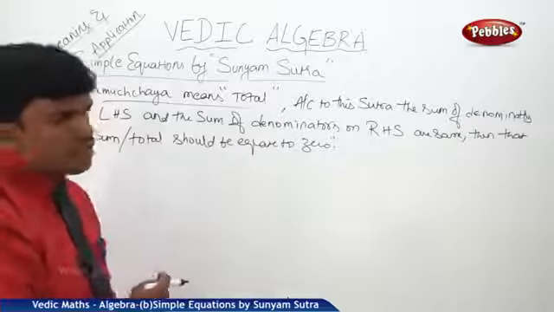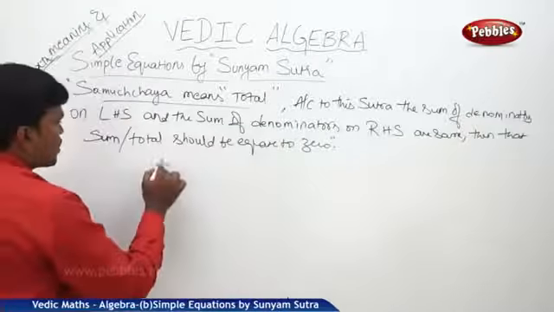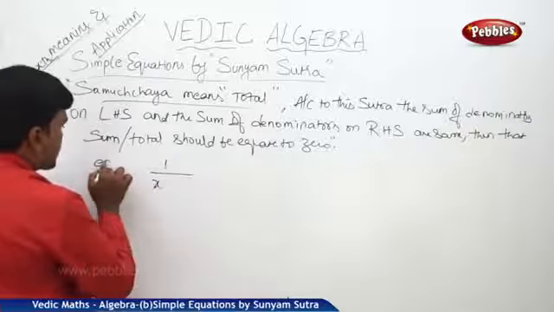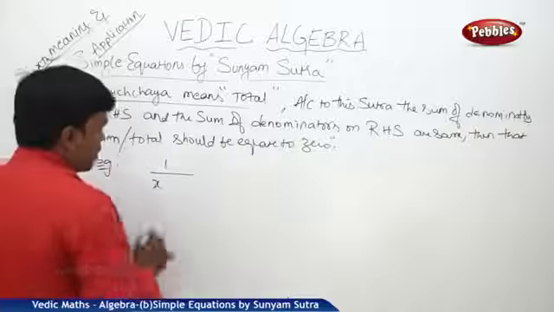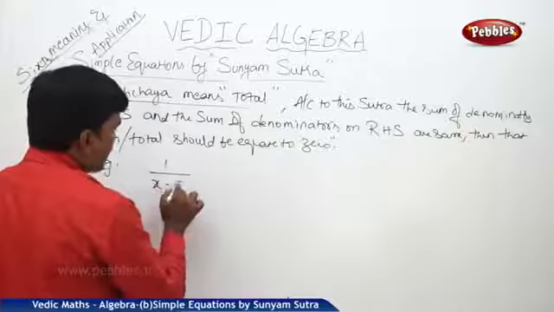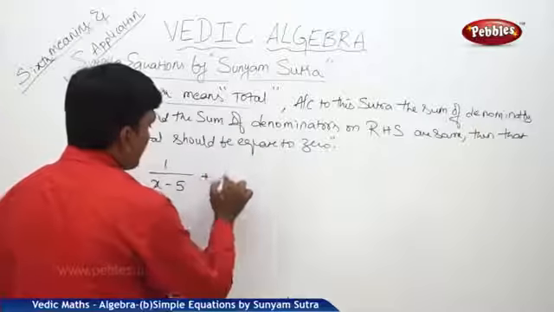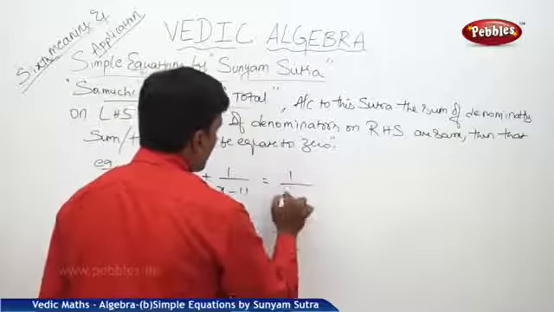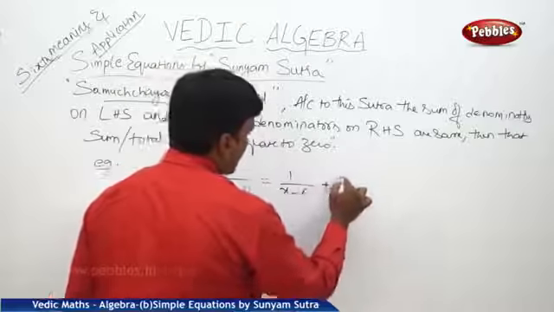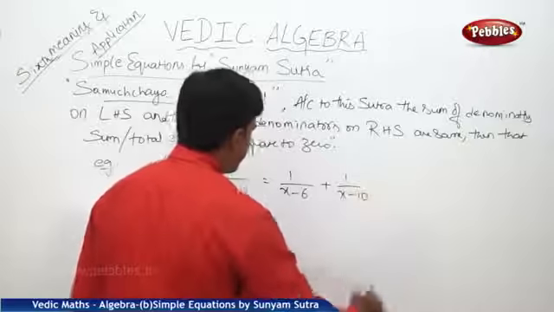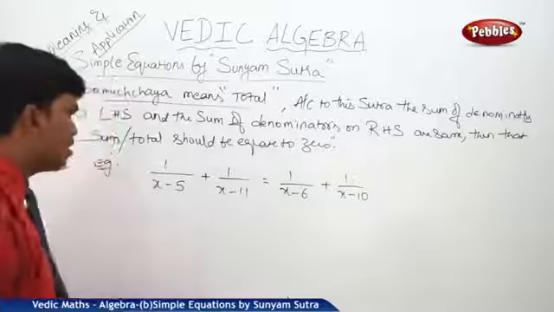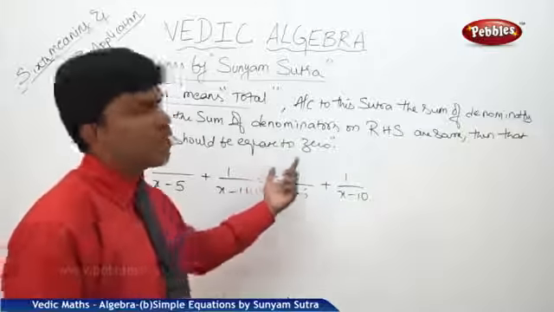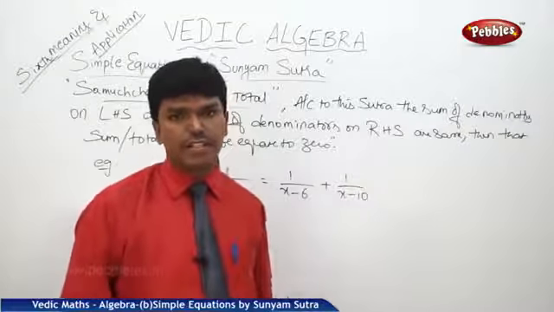Okay, so let us take one example here. This is the first example we will see. 1 by x minus 5 plus 1 by x minus 11 equal to 1 by x minus 6 plus 1 by x minus 10. So what is the equation we are seeing here? 1 by x minus 5 plus 1 by x minus 11 equal to 1 by x minus 6 plus 1 by x minus 10.